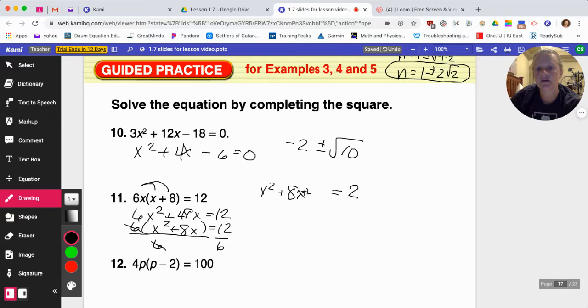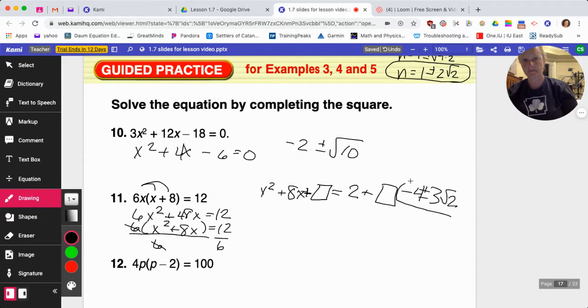Now I need to figure out what goes in the box for the perfect square trinomial. I'm going to let you finish that because you have the skills to do it. And my answer is going to be negative 4 plus or minus 3 root 2. Okay?